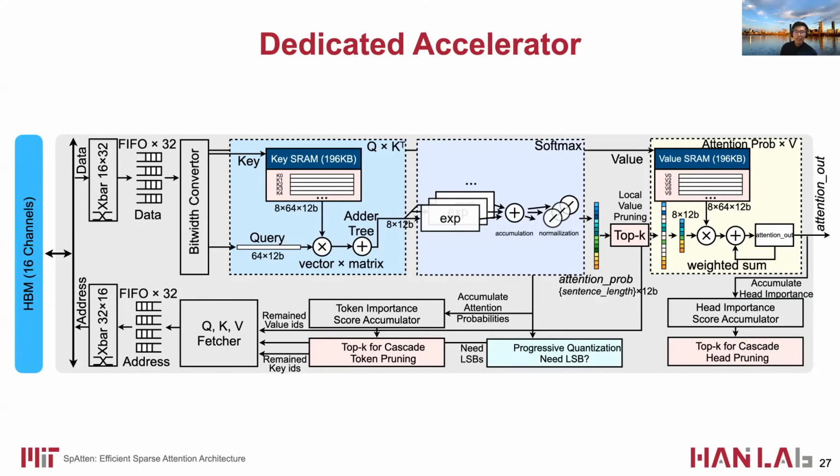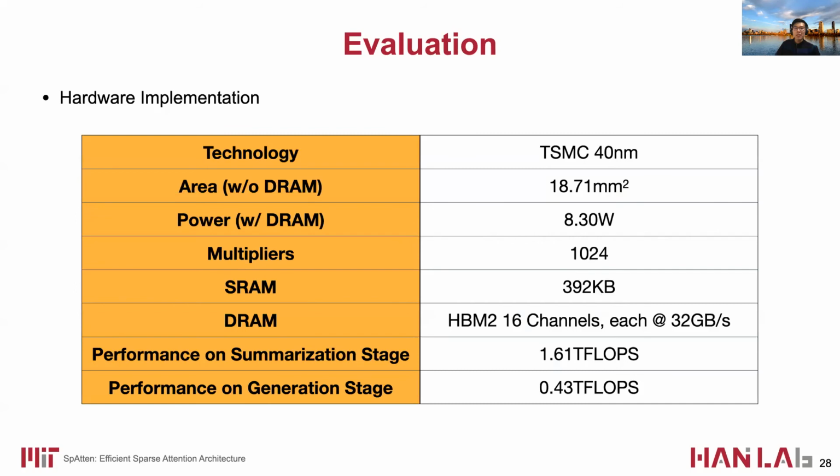We also designed an accelerator containing specialized modules to support token head pruning and progressive quantization as shown here. The critical path here is fully pipelined to increase the throughput. We implemented and synthesized the architecture with TSMC 40nm technology. SpAtten has 18.7 millimeter square area and 8.3 watts power. It consists of 1,024 multipliers, 392 kilobytes SRAM, and 16 channels HBM. Each provides 32 gigabytes per second bandwidth. The performance on summarization stage is 1.6 teraflops per second and 0.43 teraflops per second for generation stage.